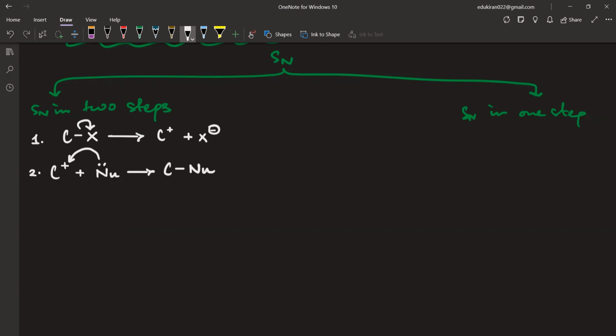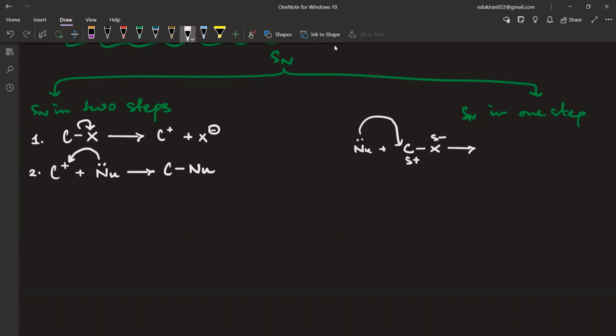Now, if SN happens in 1 step, then what will be happening? There will be a nucleophile plus a C-X bond, something like this, and this nucleophile will have some lone pair. Due to the electronegativity difference, there will be a delta negative charge on the halogen atom and delta positive charge on the carbon atom. So again the carbon is electron deficient, and the nucleophile will easily attack this carbon atom.